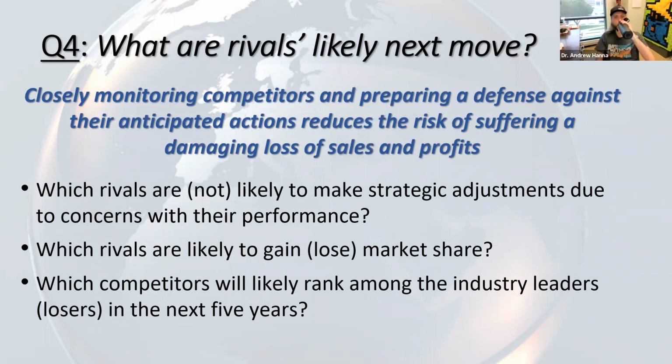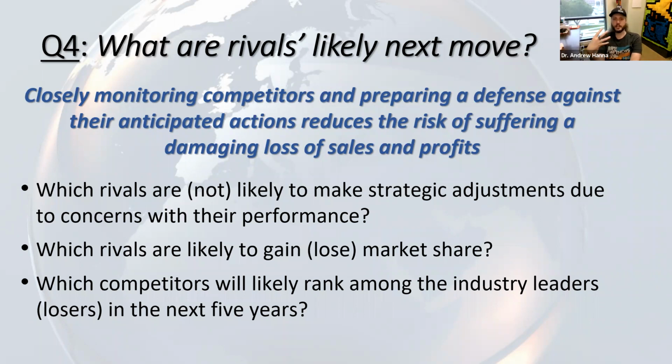This is one of the only things that we can do in order to safeguard ourselves from suffering a really damaging loss, like it says here, right? So essentially we want to regularly try to assess what we think their next moves are. That is not necessarily the easiest undertaking for us, but we want to figure out based off that strategic map what rivals are likely to make adjustments, right?